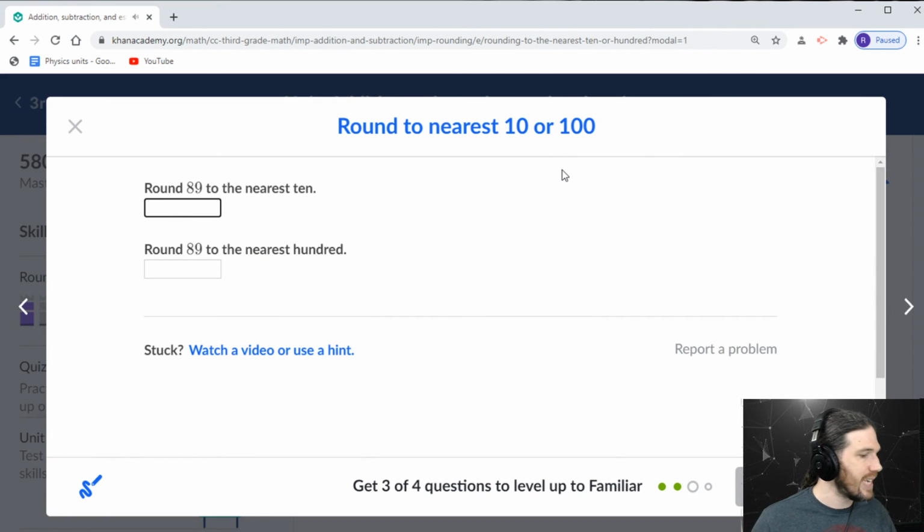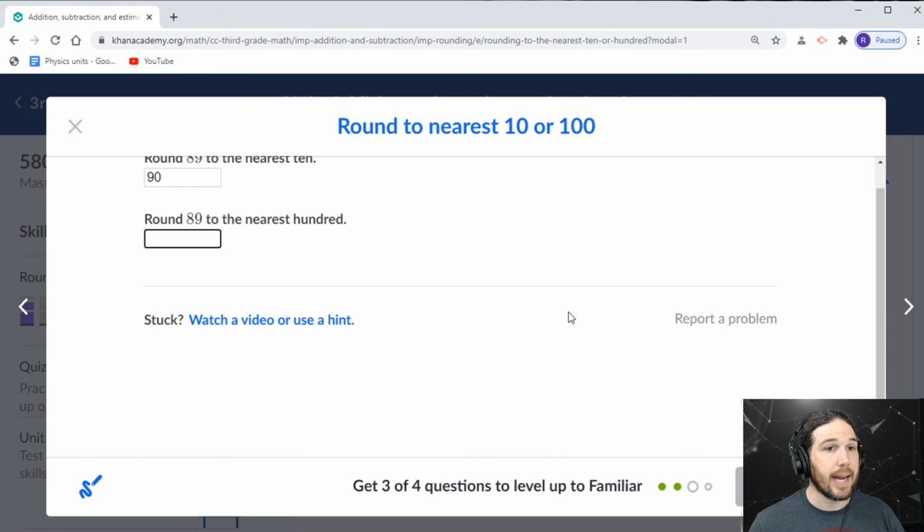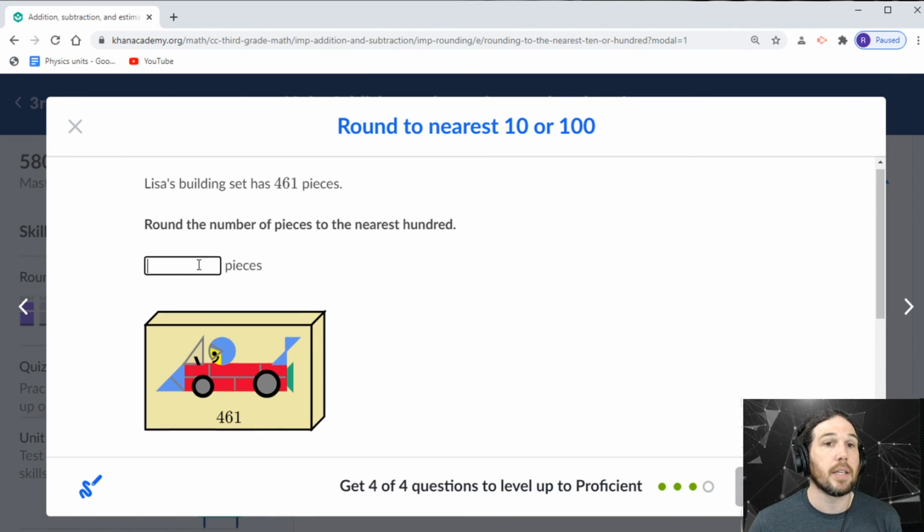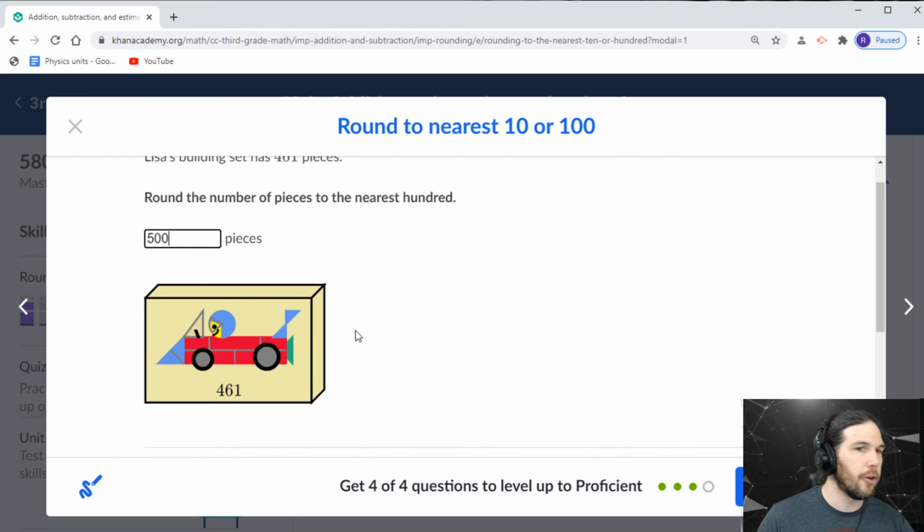89 rounded to the nearest 10 is 90. 89 to the nearest 100 is 100. It is closer to 100 than it is to 0 hundreds. And that's that. Lisa's building has 461 pieces. To the nearest 100, that would be 500 pieces.